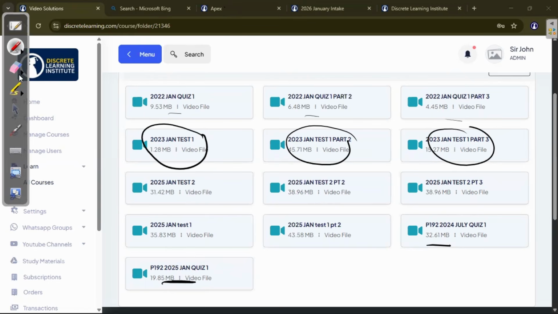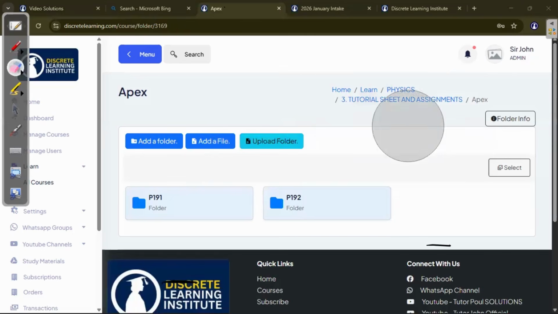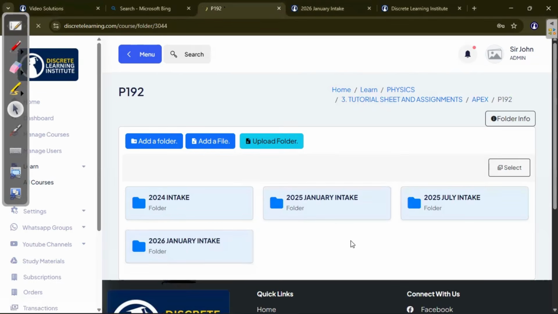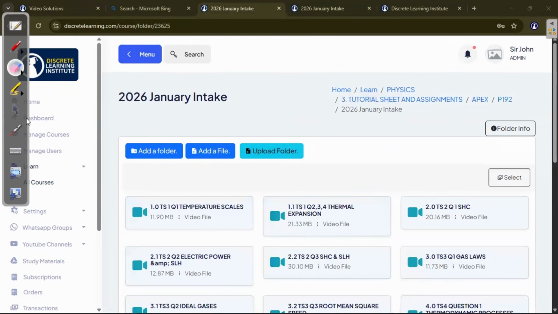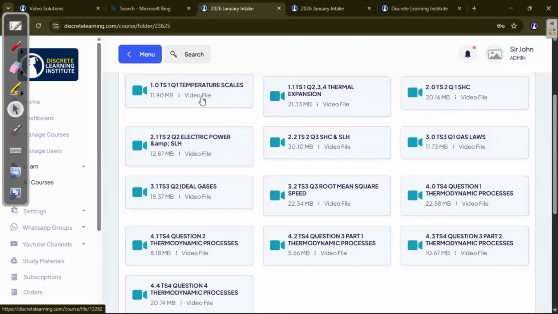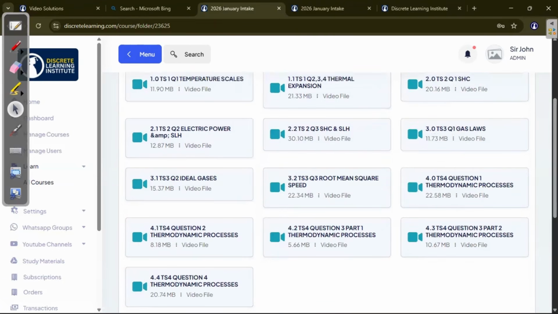And also, you should go to the tutorial sheet folder. You do the same: in the tutorial sheet folder, you go in P192, you go to January 2026 intake, and you're going to find that we have all the tutorial sheets solved. The ones starting with 1 are tutorial sheet 1, starting with 2 are tutorial sheet 2, 3 is tutorial sheet 3, 4 is tutorial sheet 4. So all 4 tutorial sheets on thermophysics have been solved.